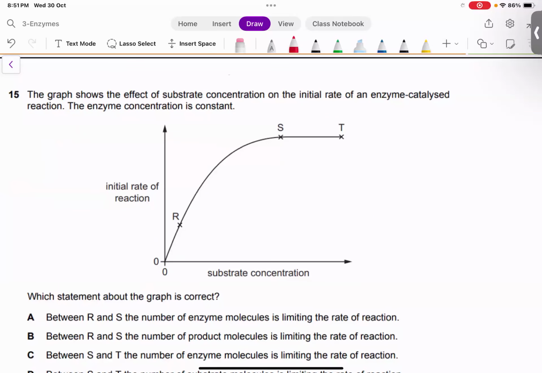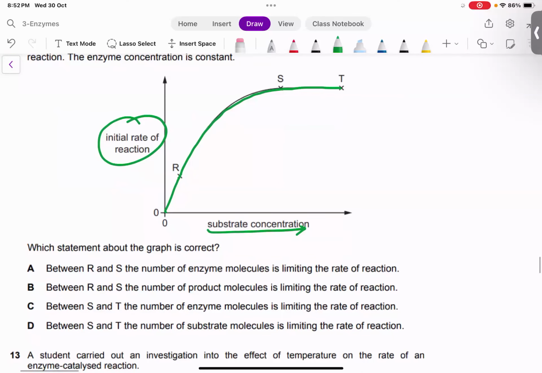Okay, let's see another question. The graph shows the effect of substrate concentration on the initial rate of an enzyme-catalyzed reaction. The enzyme concentration is constant, and we are increasing the substrate concentration. At different substrate concentrations, we record the initial rate and then plot it, and we had this graph in this shape. Which statement about the graph is correct? Between R and S, the number of enzyme molecules is limiting the rate of the reaction.